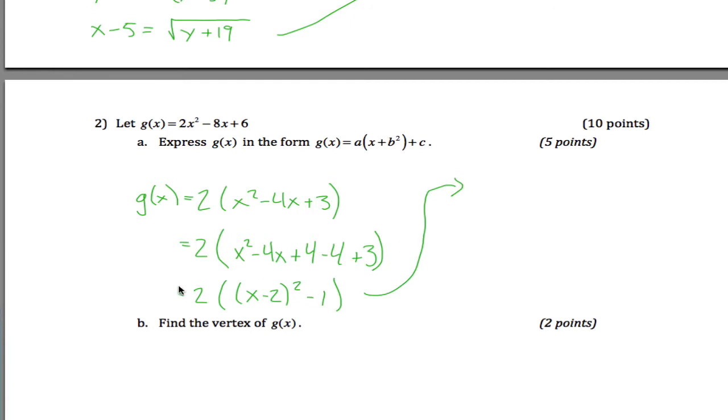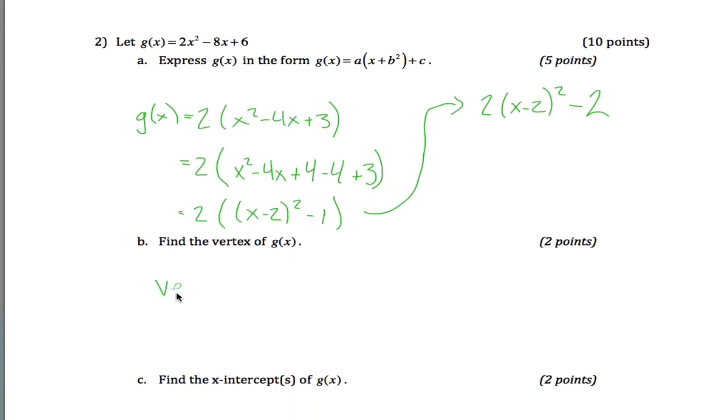Not quite in the right form, but if I take this 2 and distribute it through, I get 2 times x minus 2 squared minus 2. So here's g of x in that notation. Find the vertex. Well, if this were just x squared, the vertex would be at 0, 0. The minus 2 here shifts it to the right by 2. And this shifts it down by 2. So from 0, if I go right 2, my x-coordinate becomes 2. If I go down 2, my y-coordinate becomes negative 2.